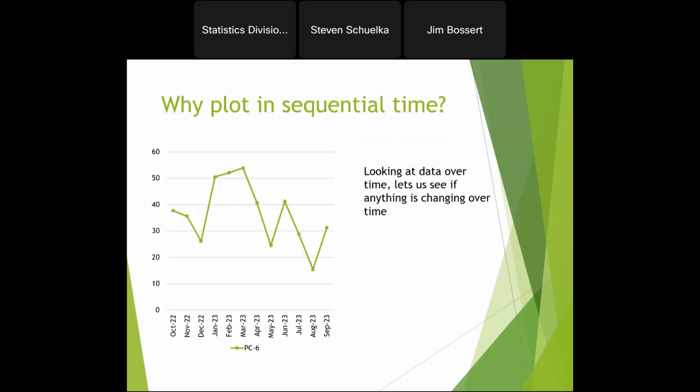So why do we want to plot in sequence? Well, when I look at data over time, it gives me an idea of what is changing. In this case, we can see the graph is heading in a downward direction. If I had to draw a single line, I would say that this is a decreasing event, which might be a good thing, and it might not be. But the point is you need to understand that in terms of what you're looking for and how it works.